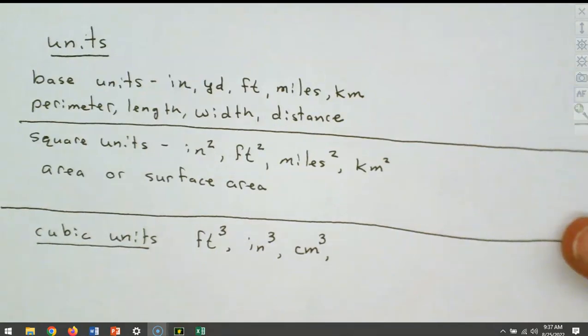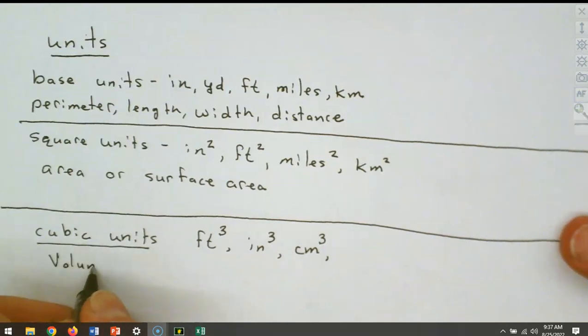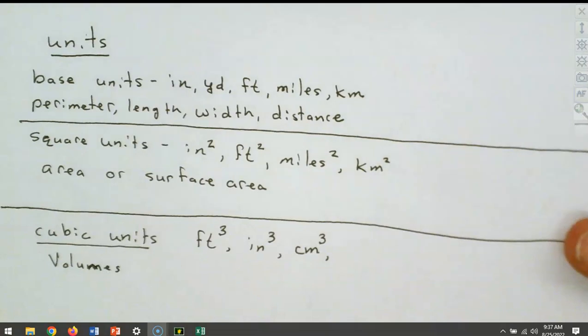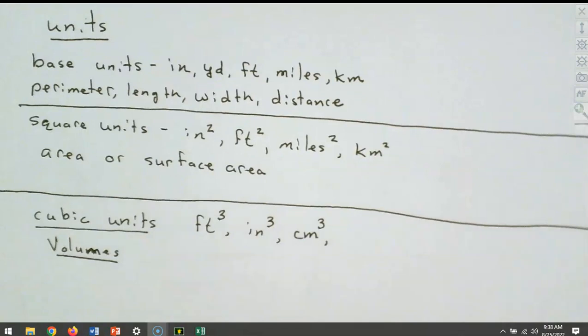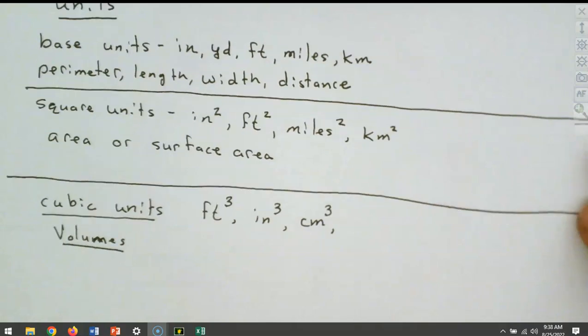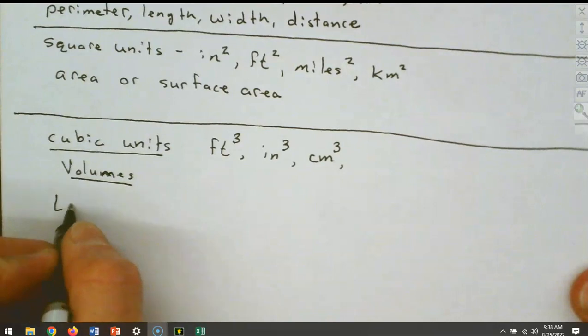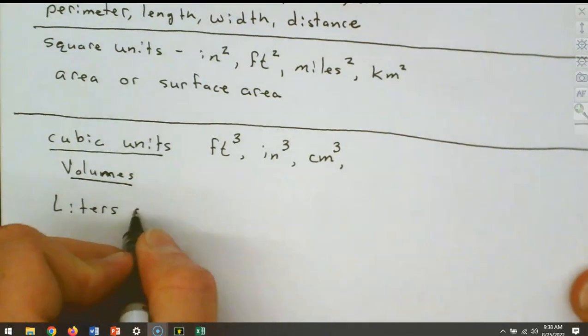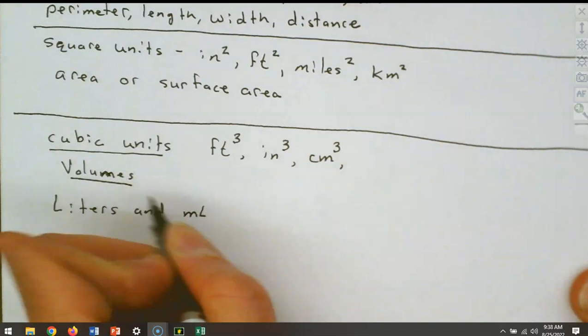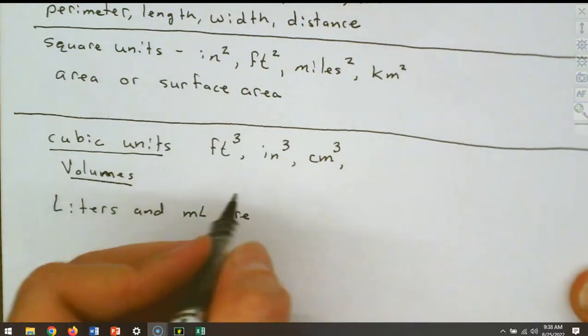Now, when do we use a cubic unit? Well, cubic units are going to be mostly in volumes. So when we talk about a volume, it's going to be measured in cubic units. And so things like the displacement of your car engine, it's going to be in either cubic inches or cubic centimeters. Whenever it's a cubic unit, it's a volume. Now, something else that we can use for volume is liters and milliliters. So they are also volumes.